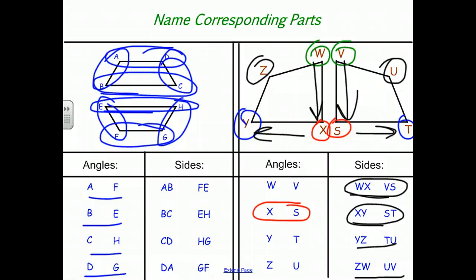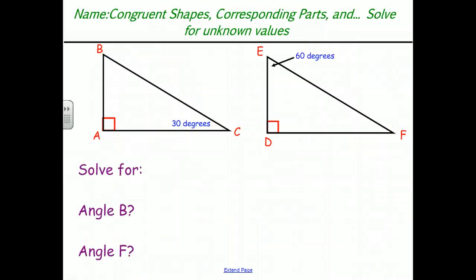So finally, all that we're interested in now at the end, try it now with these two triangles on your own to see what you can do with these. See if you can find the congruent shapes, the corresponding parts, and solve for the unknown values, angle B and angle F.